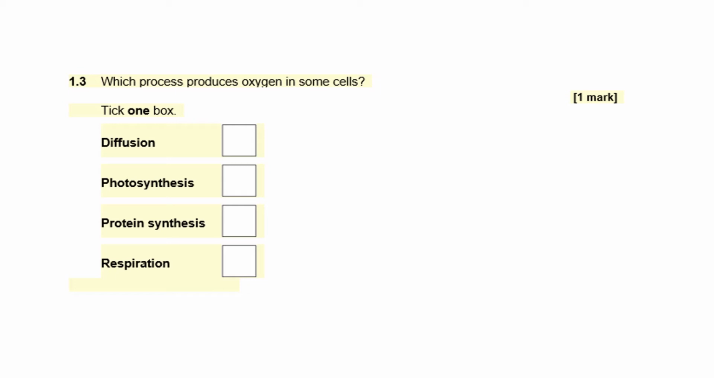Now, if you're unsure on those ones and couldn't remember the different reactions, think about what produces oxygen. What do you know produces oxygen? Plants produce oxygen. So plants photosynthesize, so it must be photosynthesis. So that's worth 1 mark. Well done if you got that one.